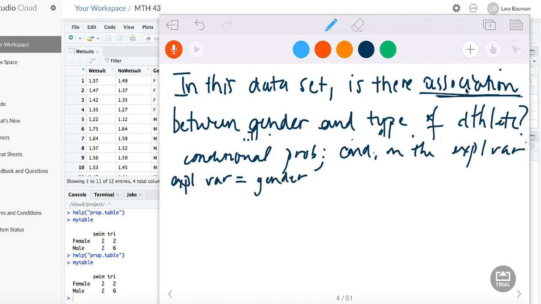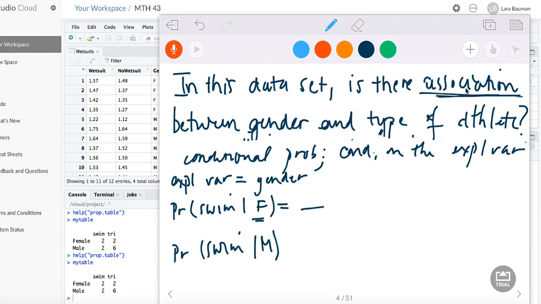Here, the explanatory variable is going to be gender. So we will look at two conditional probabilities: the probability of being a swimmer, conditional on being female, and the probability of being a swimmer, conditional on being male. To look at the first probability, we've conditioned on female, so the denominator needs to be the number of females. In this case, it is 4, and 2 of them are swimmers. So the probability of being a swimmer, conditional on being a female, is 0.5, or 50%.